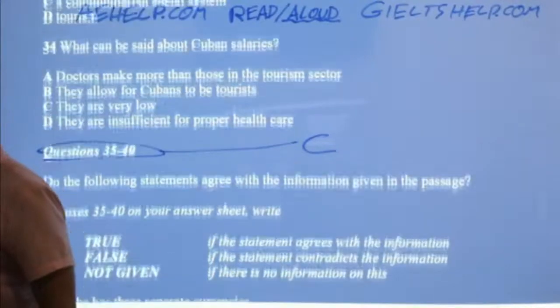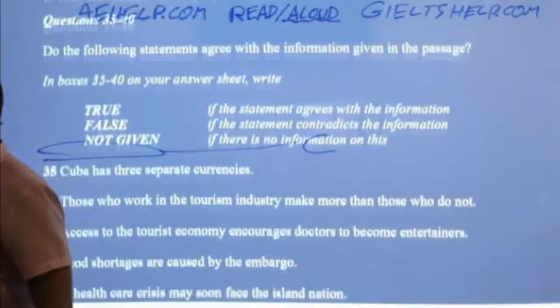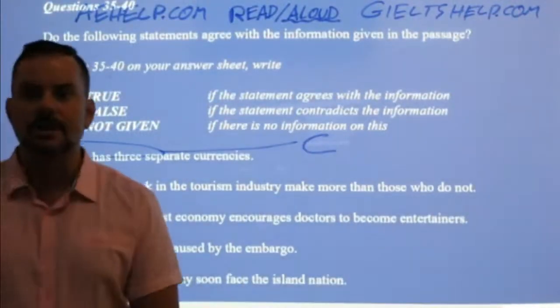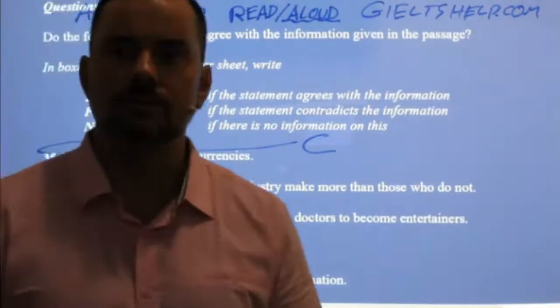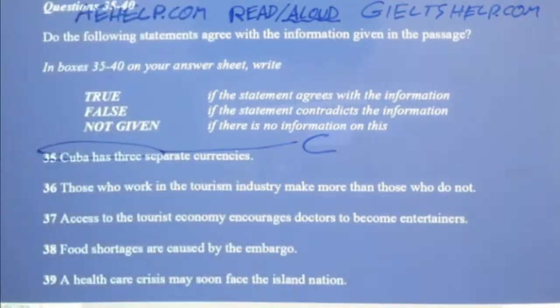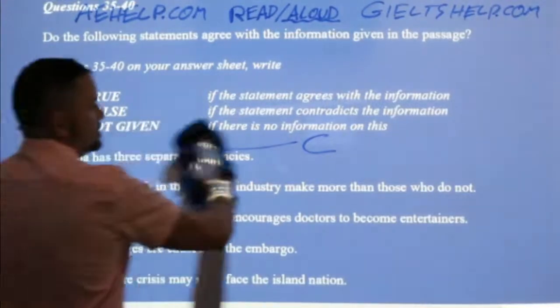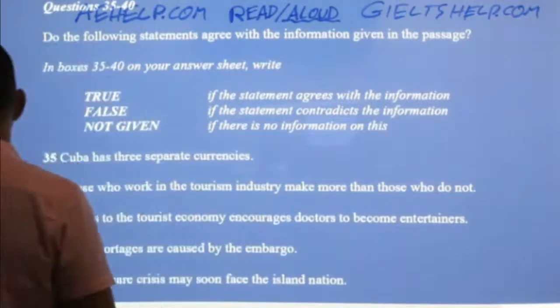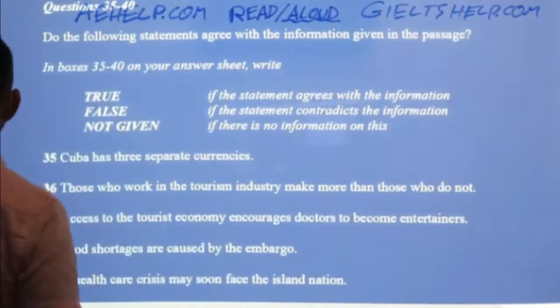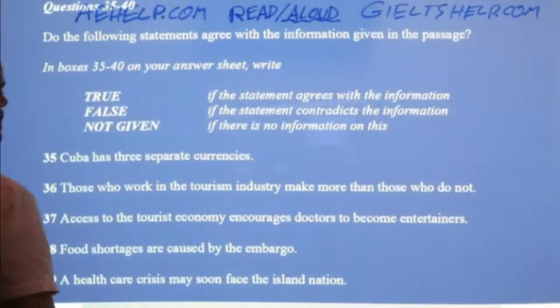Okay. All right. So then come the true, false, not given. So true, false, not given. If the statement matches or agrees with the information, it's true. If it doesn't, if it opposes the information, it's false. If they don't talk about it, doesn't matter if it's true or not. If they don't talk about it, it's not given.